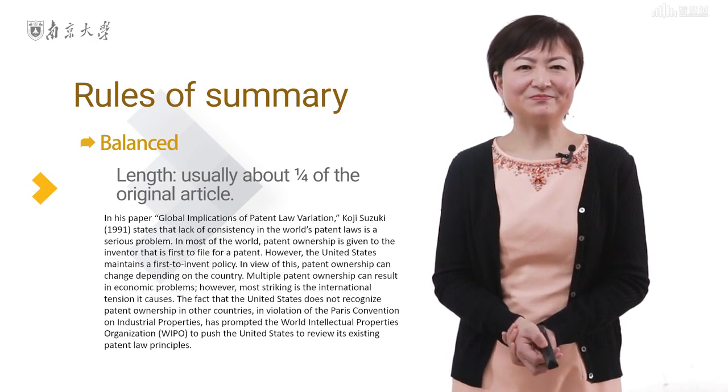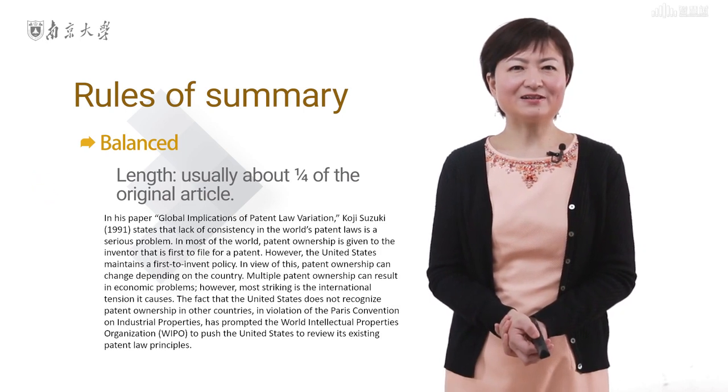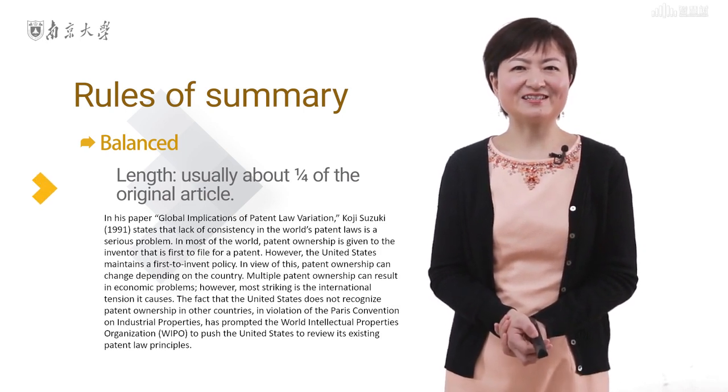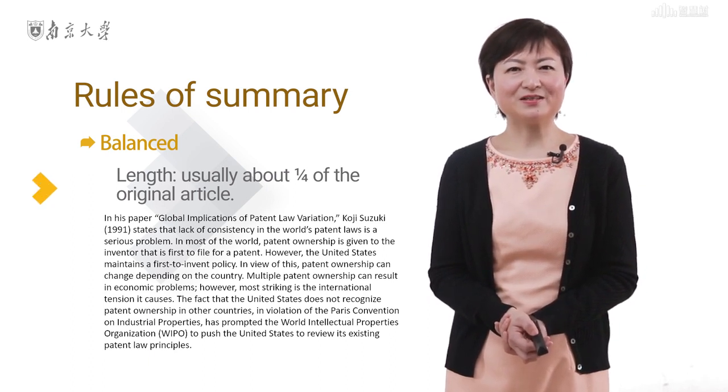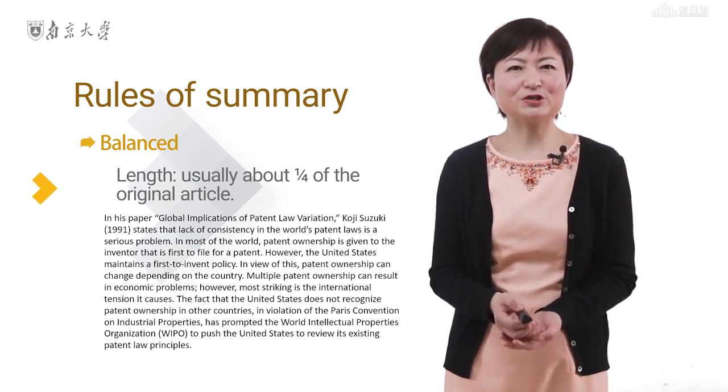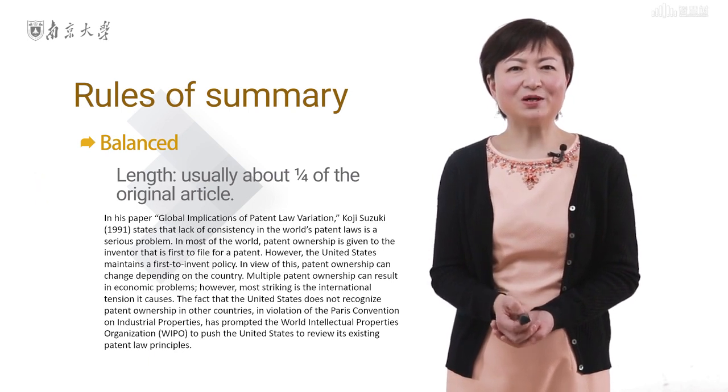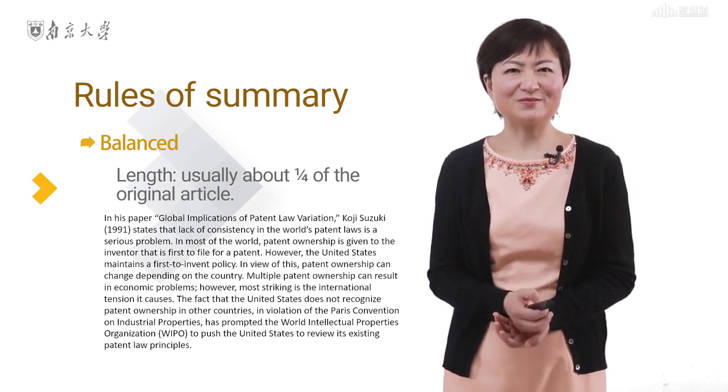Check this example. Here is an article titled Global Implications of Patent Law Variation. This is a summary of the article. There are 392 words in the original article, while 126 words in its summary.